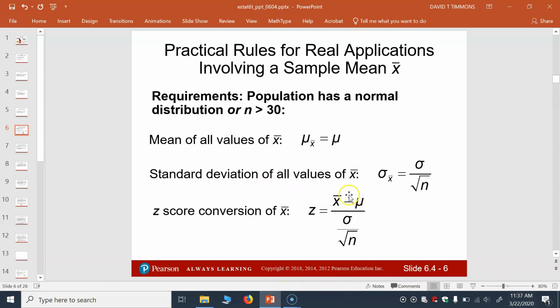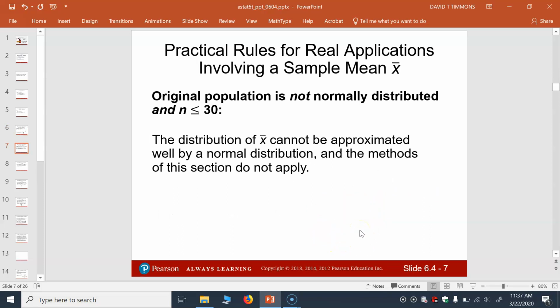And our z-score formula has just changed slightly. Now we're going to take x bar minus mu, and instead of just dividing by sigma, we divide by sigma divided by square root of n.